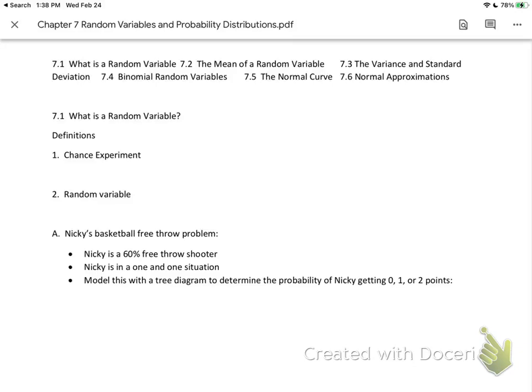Okay, in this video we're going to go over the notes for 7.1. So the first thing we're going to look at is figuring out what is a random variable. So here are our definitions.